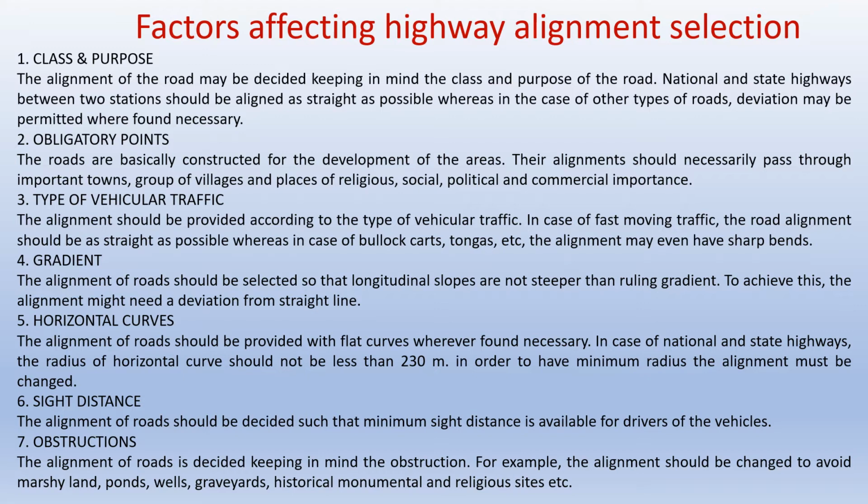Horizontal curves. The alignment of roads should be provided with flat curves where found necessary. In case of national state highways, the radius of horizontal curves should not be less than 230 meters. In order to have minimum radius, the alignment must be changed. चेंज किया जा सकता है रेडियस को मेंटेन करने के लिए अलाइनमेंट.